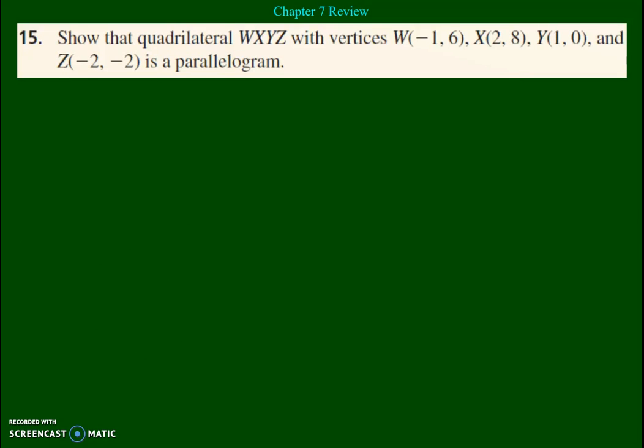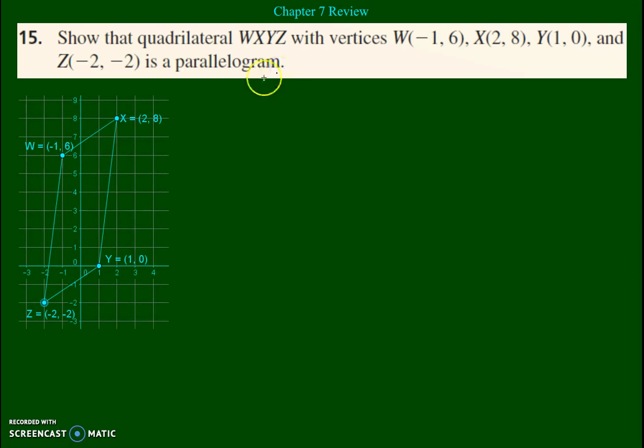In problem 15, we're told to show that quadrilateral WXYZ is a parallelogram. So let's take a look at what the parallelogram looks like. And we can see, oh, it looks like one, but never fall into the trap, never trust the picture. So in order to determine if this is a parallelogram, this side has to be parallel to this, and this side to this.